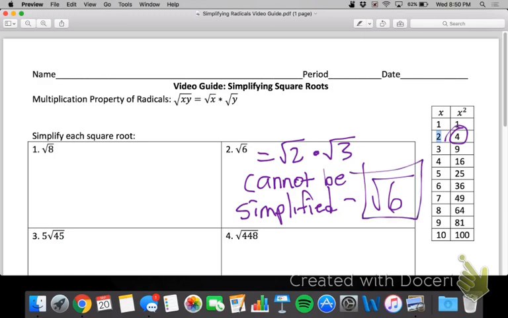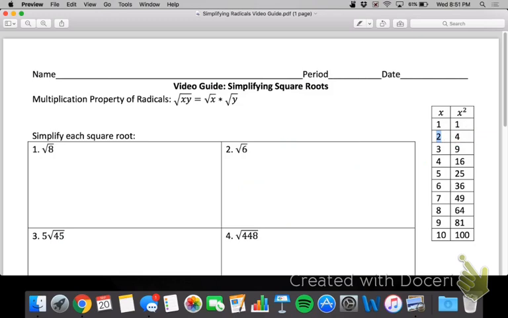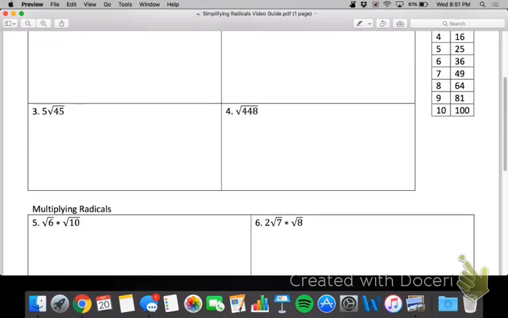Next, 5 times the square root of 45. So here we have this 5 that's in front being multiplied by the square root of 45. So really all I have to do, I'm going to ignore the 5 until the end, but I do need to simplify the square root of 45. So I have a 5 out front, and this 5 out front is just going to go along for the ride. So we have 5 times the square root of 45.